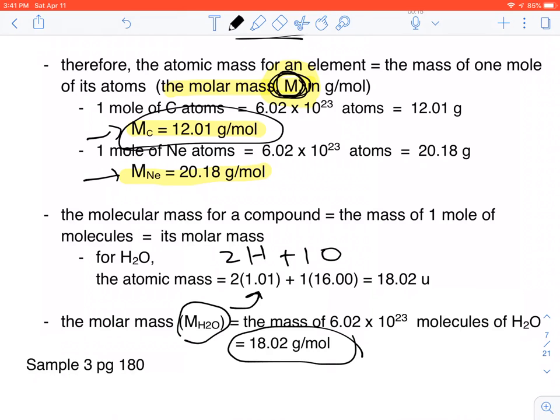So if I was to give you 18 grams of water, it would be exactly 1 mole, 6.02 times 10 to the 23rd molecules of H2O.